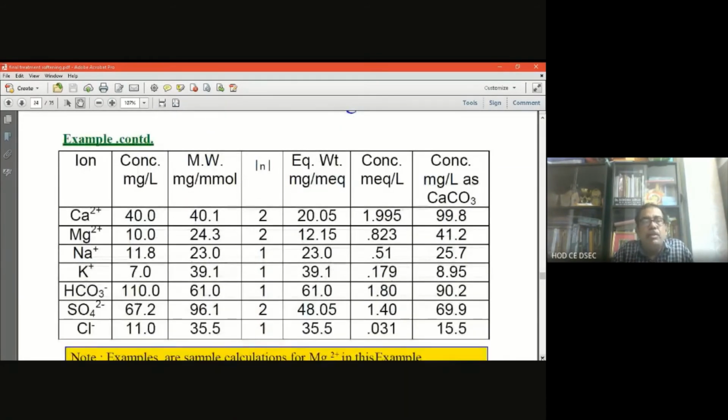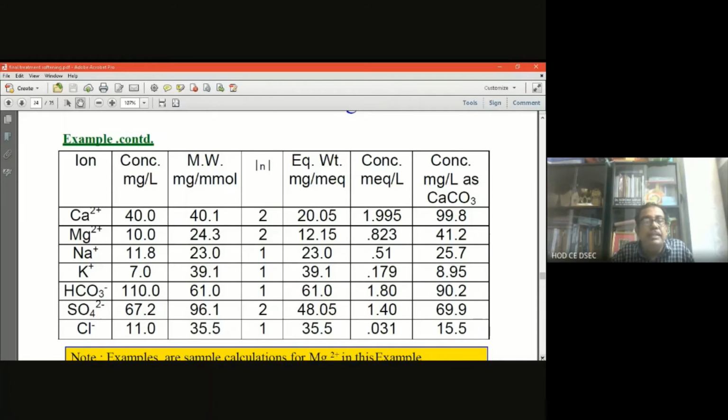Suppose calcium, what is the hardness concentration? Concentration is 40. So if we want to express the calcium hardness in terms of milligram per liter as CaCO3, then what you have to do is simply multiply by the equivalent weight of calcium carbonate, that is 40 into 50, divided by the calcium equivalent weight, that is 20.05. So 40 into 50 divided by 20.05 will give you the concentration of the Ca as CaCO3, which is 99.8.